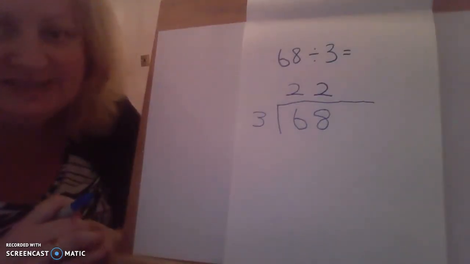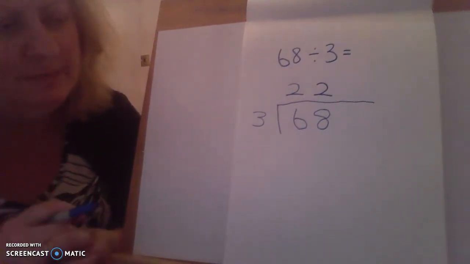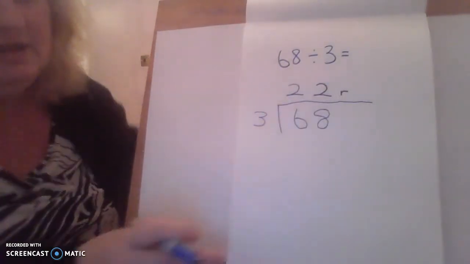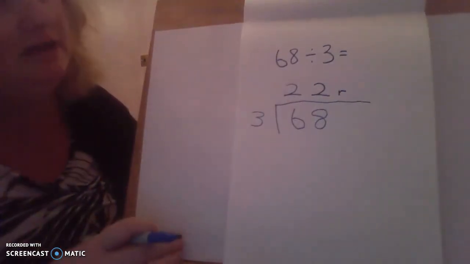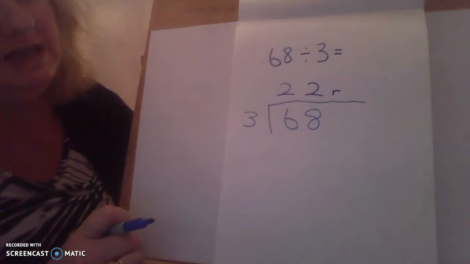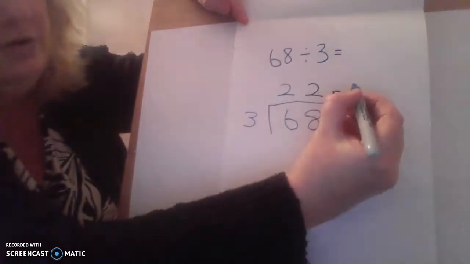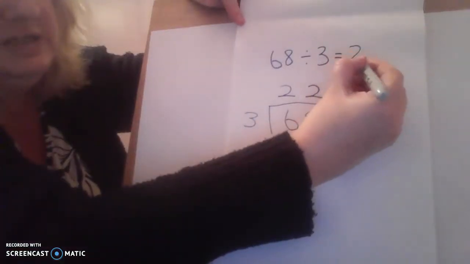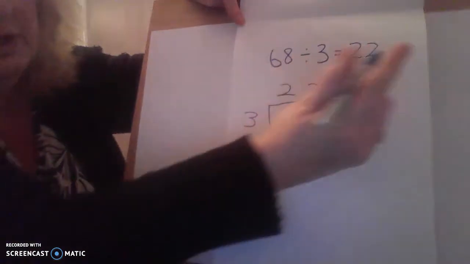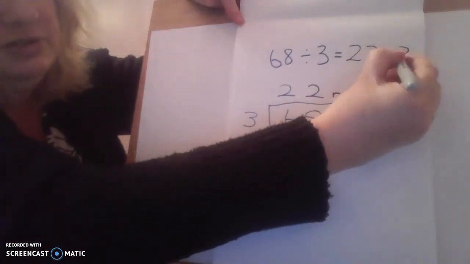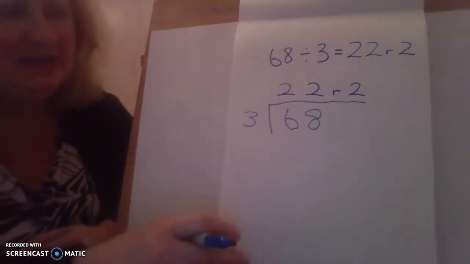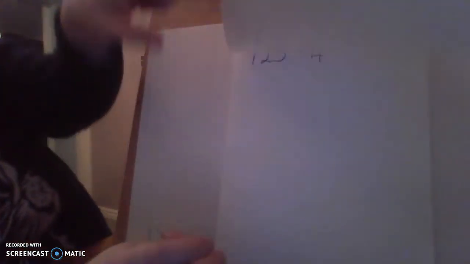But, as we know, that makes 6, and we've got 2 left over. So we do something here where we use a little r for remainder, because this 2 is remaining after we've done our calculation. It is the remainder, and there's a remainder of 2. So we now know that 68 divided by 3 is 22, remainder 2. Okay, brilliant. Now we'll go on to our next one.